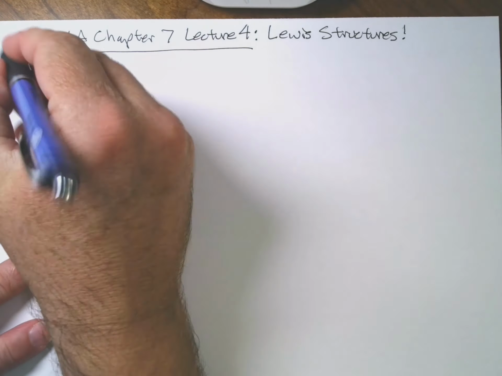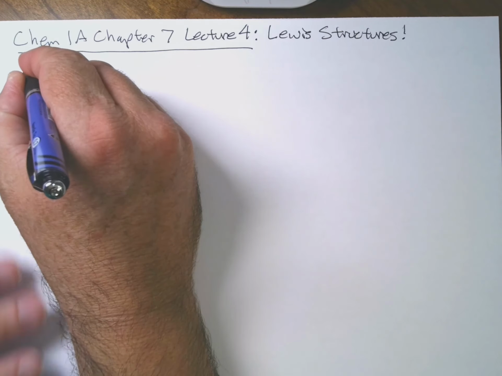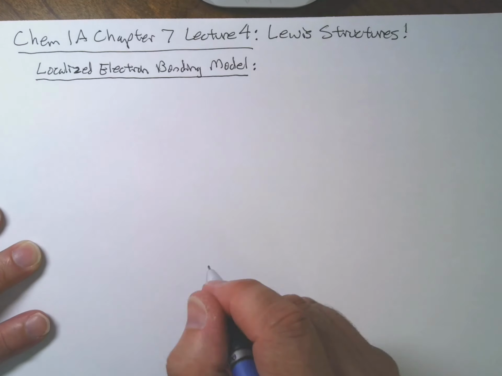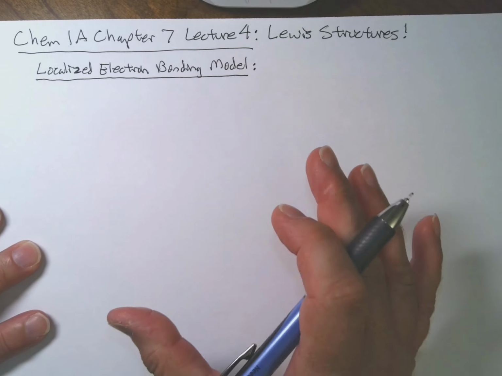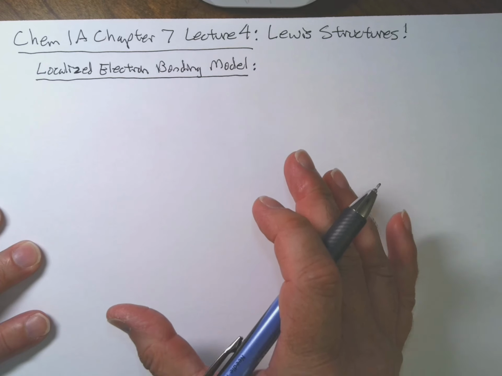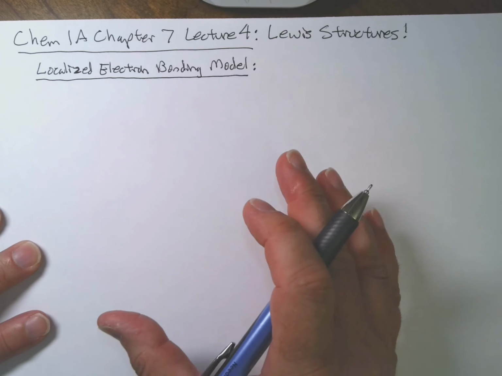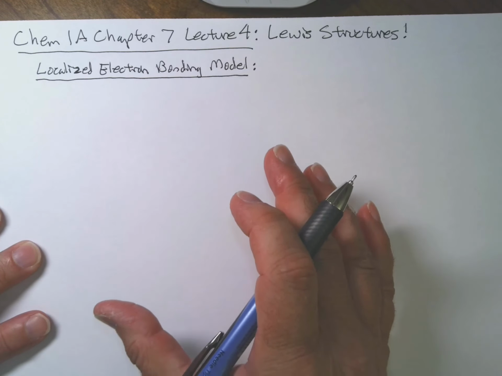Hi, Dr. P here, and in this lecture we're going to take a look at Lewis structures, which are a way of representing the structure of covalent compounds. Lewis structures represent covalent compounds using what we call the localized electron bonding model. The localized electron bonding model simply states that a molecule is composed of atoms that are bonded together by sharing pairs of electrons using the atomic orbitals of the bound atoms.